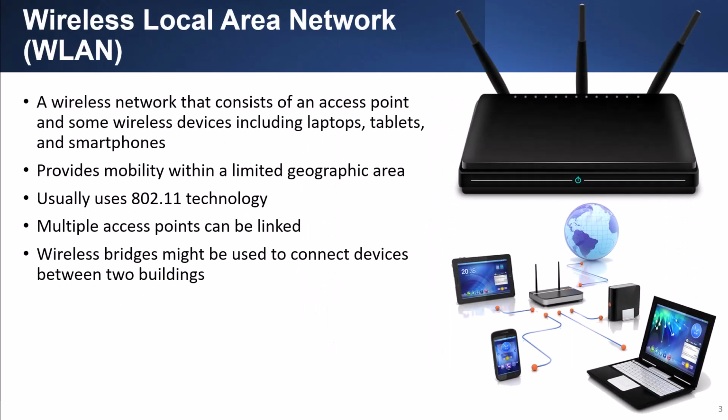A wireless network consists of an access point and some wireless devices including laptops, tablets, and smartphones. They provide mobility within a limited geographic area, usually use 802.11 technology, multiple access points can be linked, and wireless bridges might be used to connect devices between two buildings.